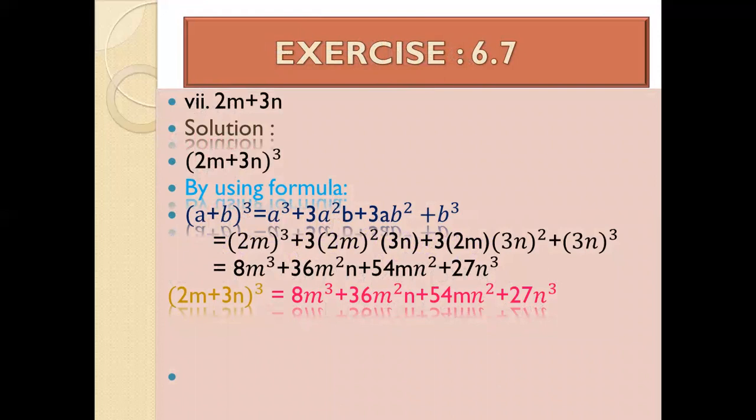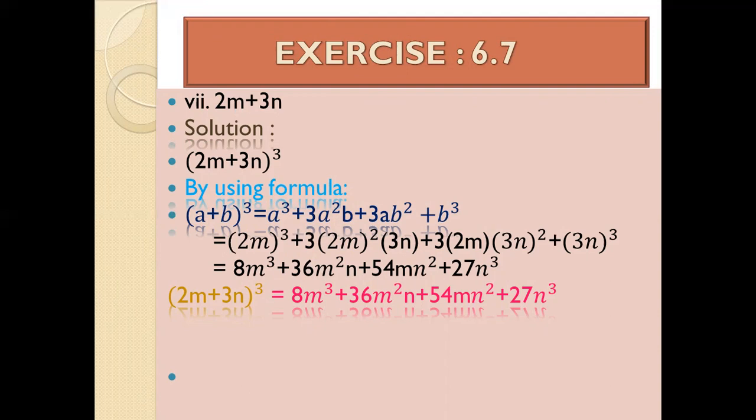Here's the next: 2m plus 3n. Now A is 2m and B is 3n. When we are putting the values in the formula, instead of A we write 2m and we replace B with 3n. Formula definitely positive. (A + B)³ = A³ + 3A²B + 3AB² + B³.